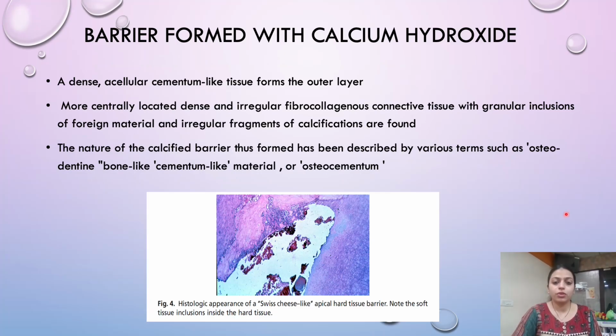So the barrier formed with calcium hydroxide, another histologic picture: you can see dense acellular cementum-like tissue is formed, and more centrally located are dense and irregular fibrocollagenous connective tissue with granular inclusions, and irregular fragments of calcification of foreign material are seen. The nature of the calcific barrier which is formed has been termed osteodentine, which means bone-like or cementum-like material. Therefore, it's also called osteocementum.